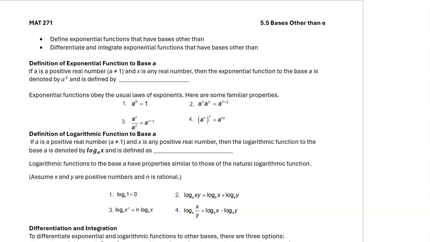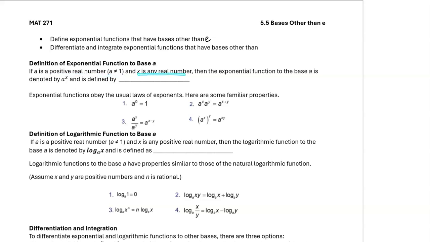In this video, we will do two things: define exponential functions that have a base other than e, the natural number, and we will also learn how to take the derivative and the antiderivative of exponential functions that have bases other than e. We begin with the definition of an exponential function with a base of a, which is going to be some positive real number not equal to 1.